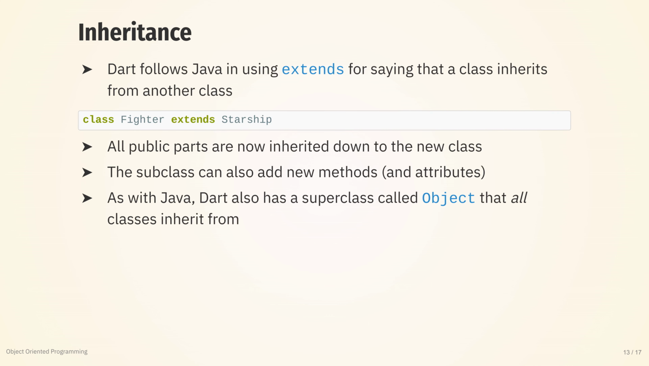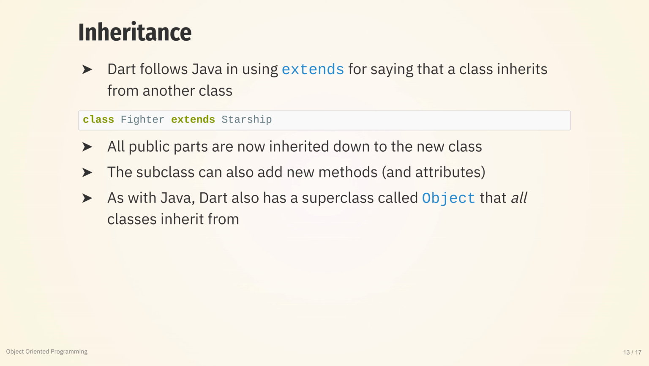Inheritance is that you could extend a class. So if we, for example, have a class Fighter as here, and then we want to extend it with everything that's available in Starship, then we have an inheritance where we also say that a Fighter is a Starship. So the public parts are inherited down to the new class. In this case, the new class is Fighter. And then we can add new things to this subclass.